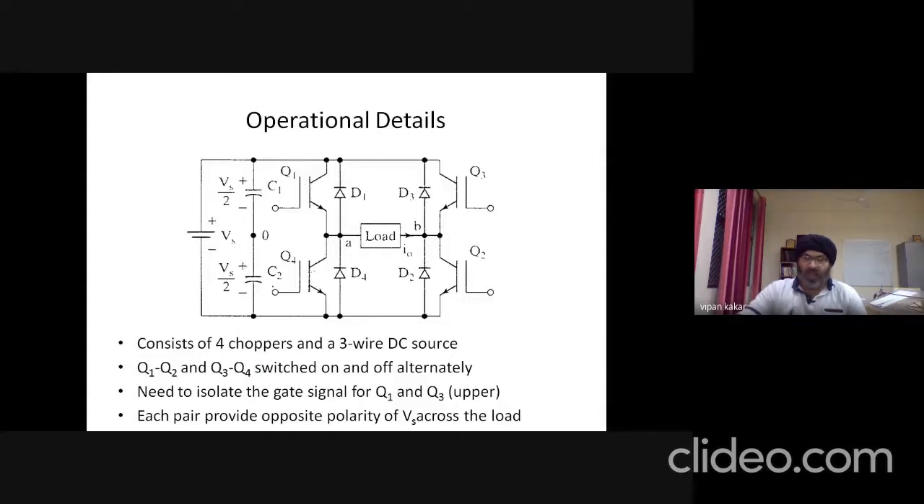The gate signals used to trigger Q3 and Q1 have to be isolated. Why? Because they are connected to the high potential of the battery, so they need isolation. Q2 and Q4 are connected to the ground, so isolation may not be required.